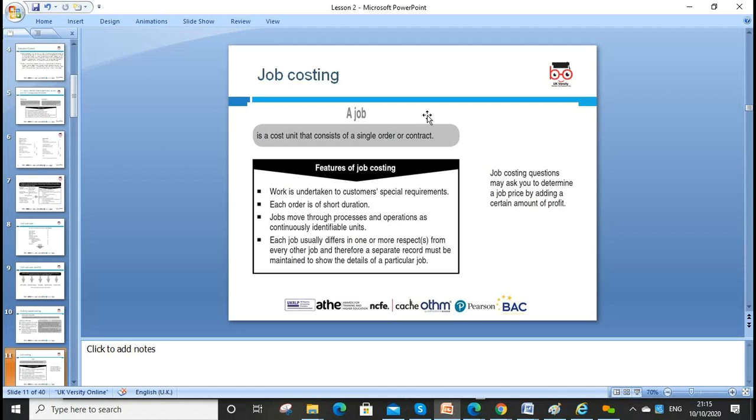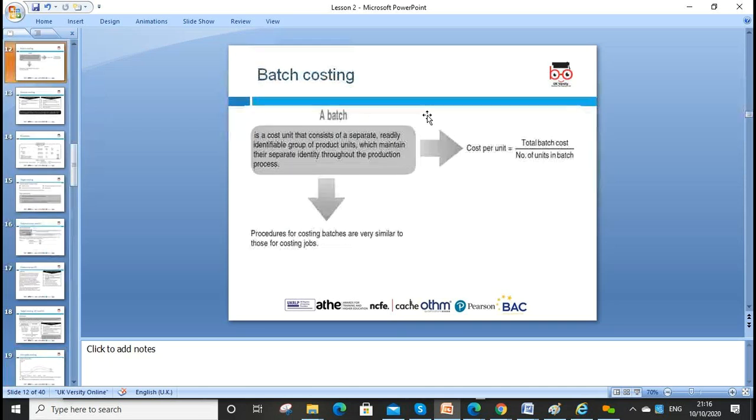Job costing is costing for a single order or contract. Every method has advantages and disadvantages. The work is undertaken to customer-specific requirements. Each job is of short duration. Jobs go through processes and operations, and a job costing question may ask you to determine the job price by adding a certain profit, which is good to look at.